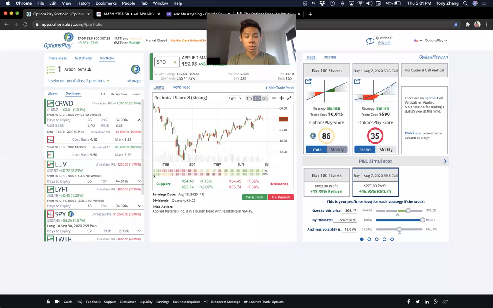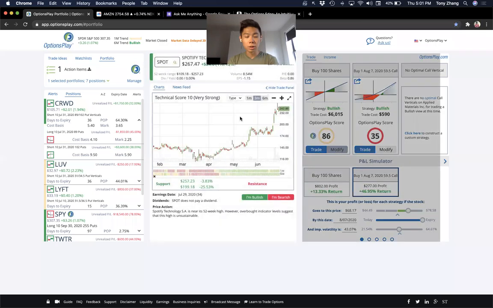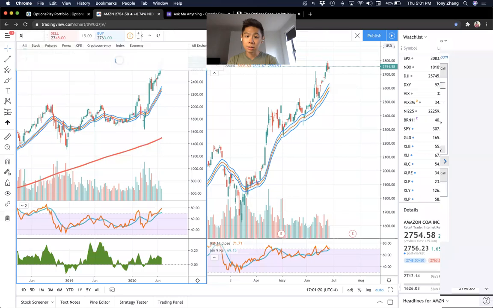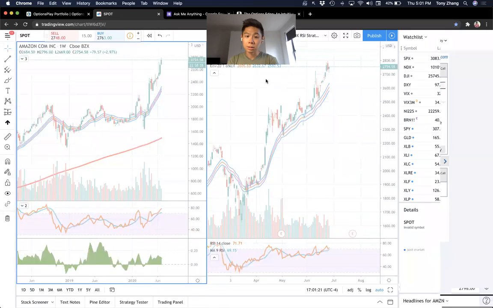John wants to take a look at Spotify. Spotify has had some pretty spectacular moves to the upside, let's just call it that. I'll be honest, I don't think that the revenues justify the moves that we've seen in this particular name. I do think this is an example of a stock that has gone maybe a little too far, too fast. Let's take a look at Spotify here.